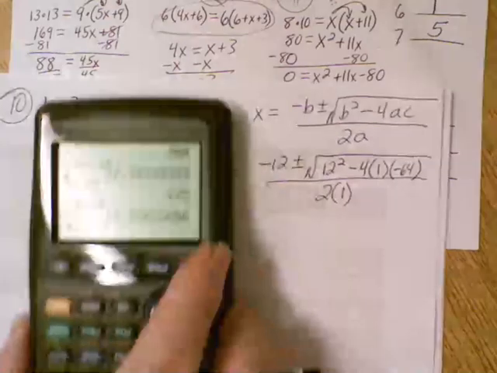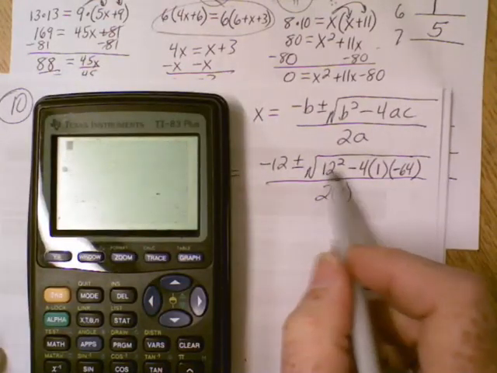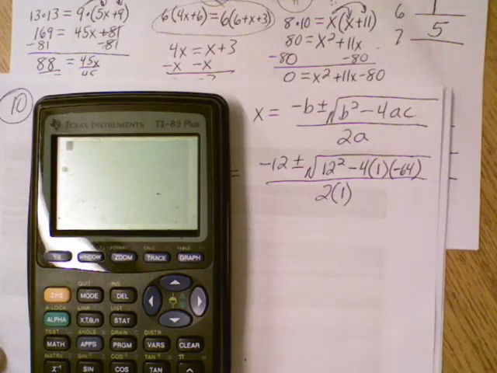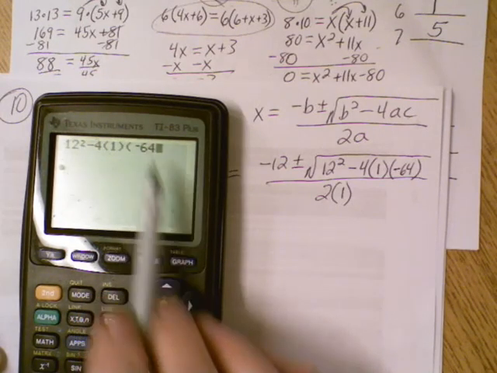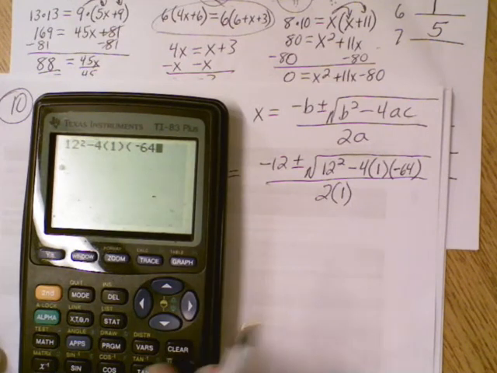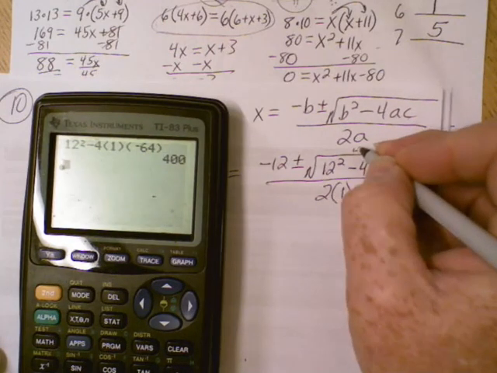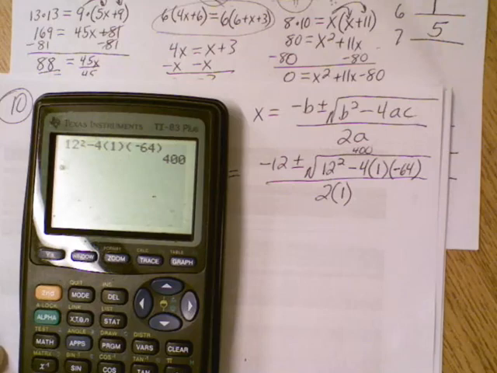I grab my calculator, and again, I'm just going to stick all of this right into my calculator, and you could actually put the radical in there as part of it too. I don't like doing that because of the parentheses and how it confuses some people. So I'm just doing 12 squared minus 4 parentheses 1, close the parenthesis, open a new parenthesis, negative 64. The one thing I will say, make sure on this negative you hit the negative button, not the minus button. Calculator won't understand it. Hit equals, and we get 400. This one wouldn't have been a hard one to factor.